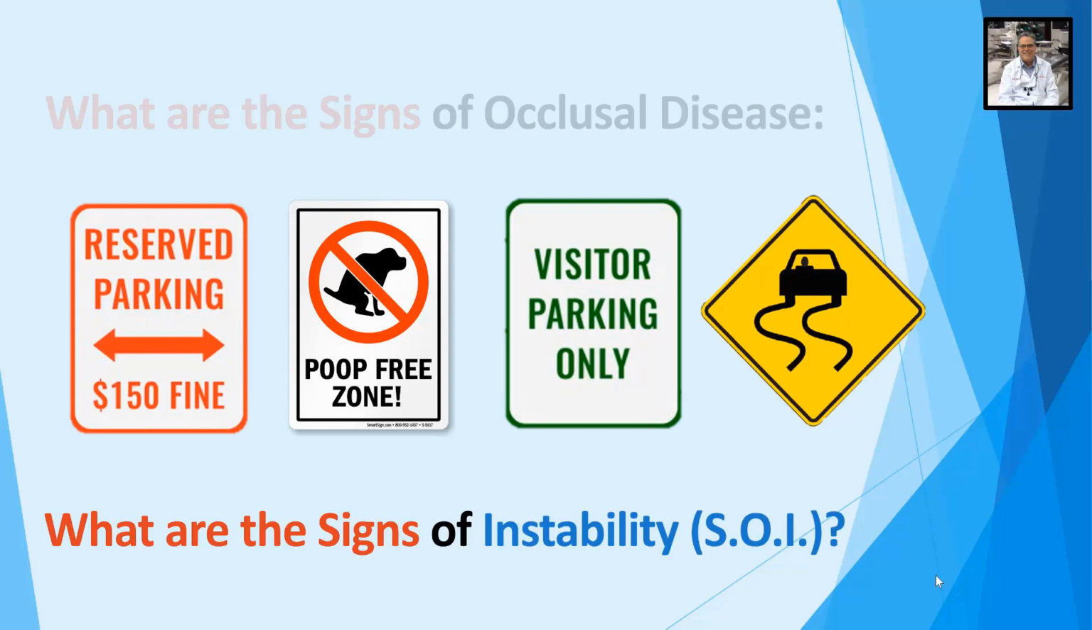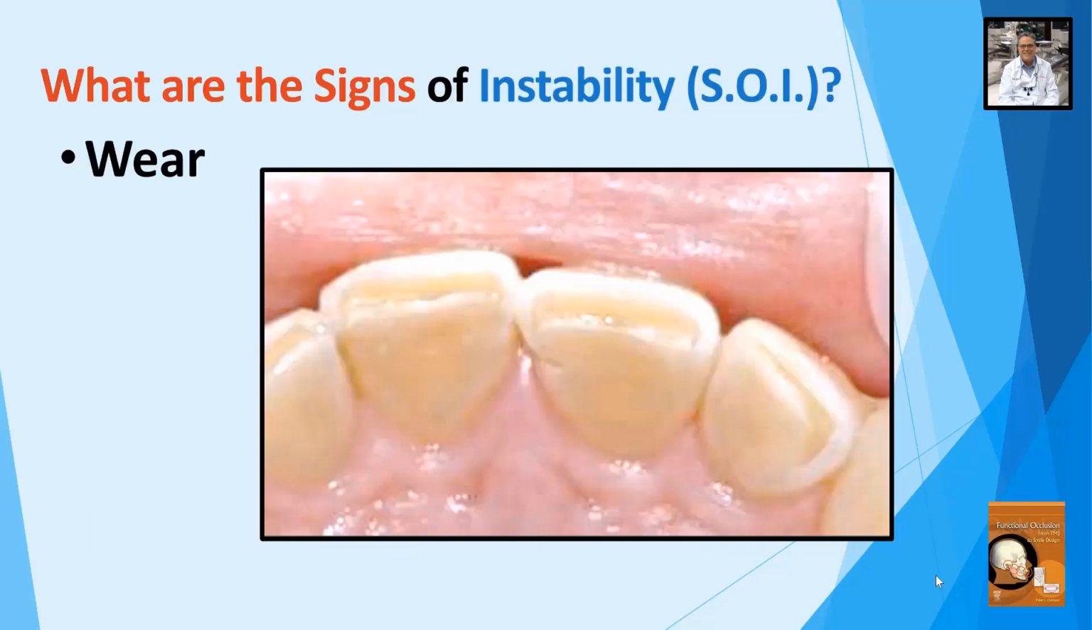Or, let's say it this way. What are the signs of instability? SOI. Because that really is the result of occlusal disease. Well, first we have wear. These incisal edges just don't happen that way. They happen because they're rubbing against the adjacent teeth.